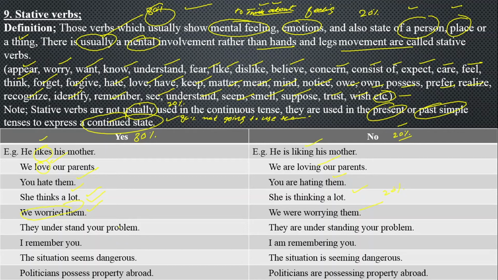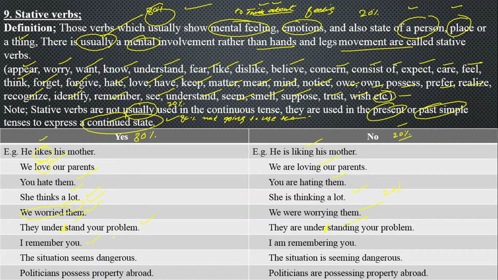They understand your problem. Now they understand your problem. We will not say they are understanding your problem. They understand your problem. General discussion is there and we are talking about it. So that is known as your stative verb. And there is no space between understand and understanding. That should be removed.